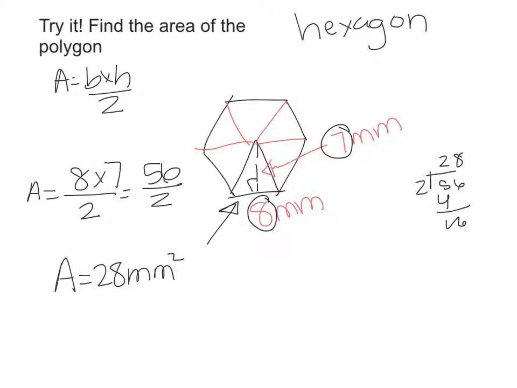In one triangle. So if one triangle is 28 millimeters, that means this one's 28, this one's 28, this one's 28, this one's 28, and that one's 28. So 1, 2, 3, 4, 5, 6. So I'm going to take 28 millimeters and multiply it by 6.